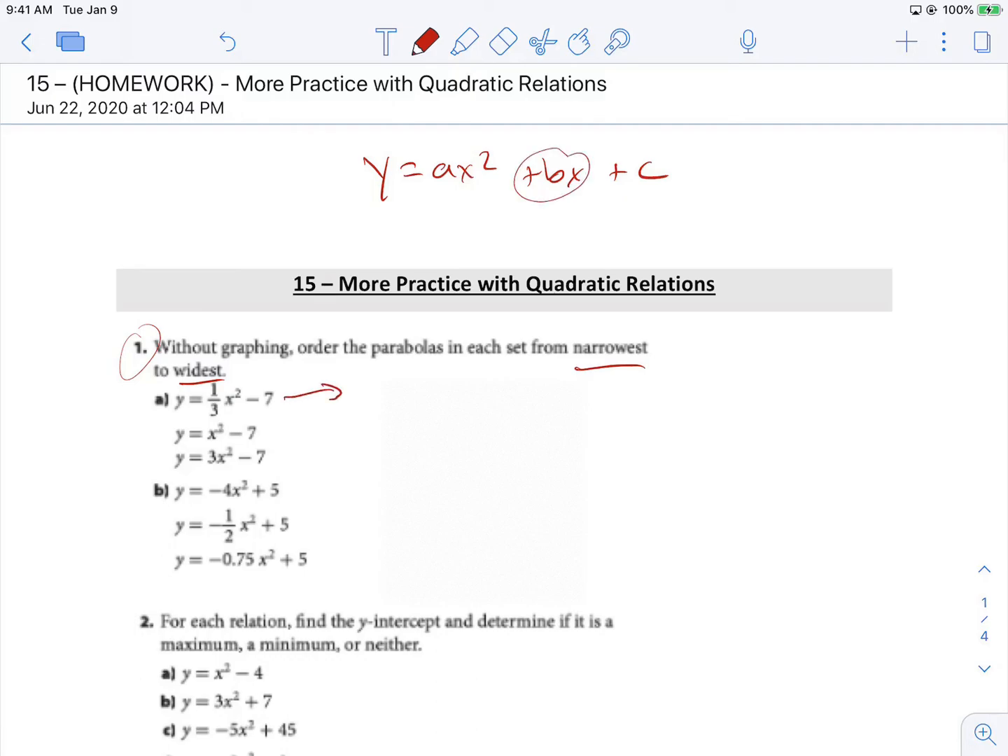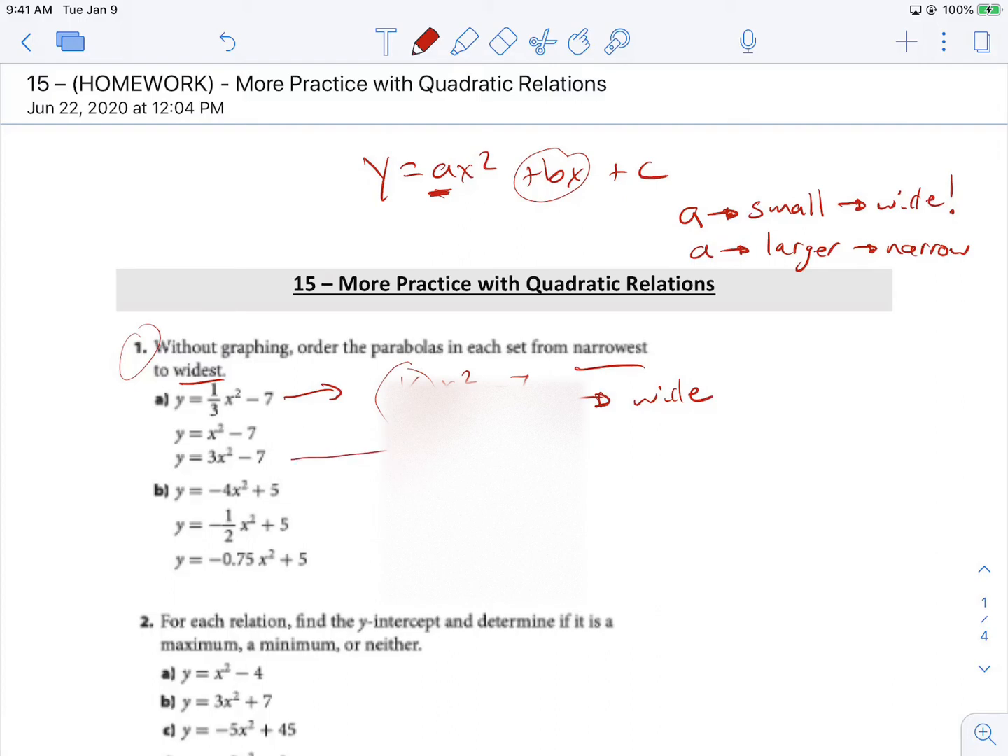So if you look at this 1 over 3x squared, the 1 over 3 x squared minus 7, the term that's connected to our x squared, which in this case is that little 1 over 3, determines how narrow or how wide our graph is. And generally, an a that is small, like a fraction, that is below 1, makes it very wide. An a that is larger makes it very narrow.